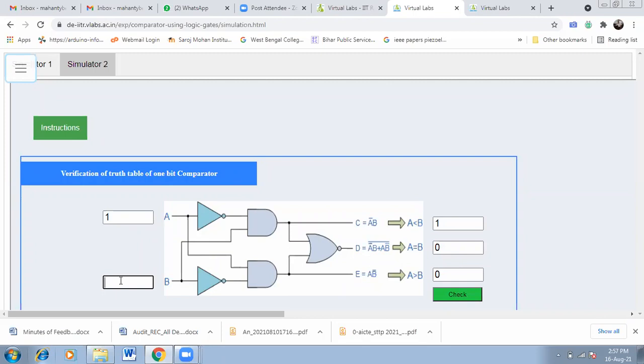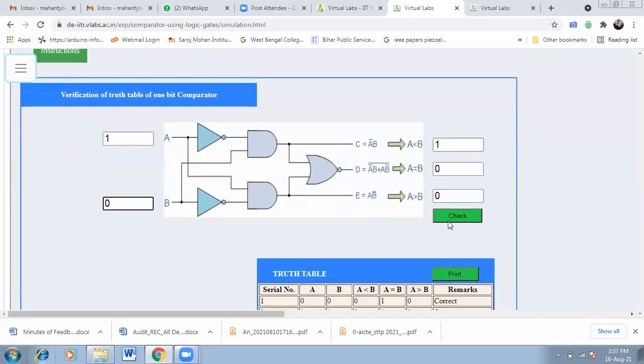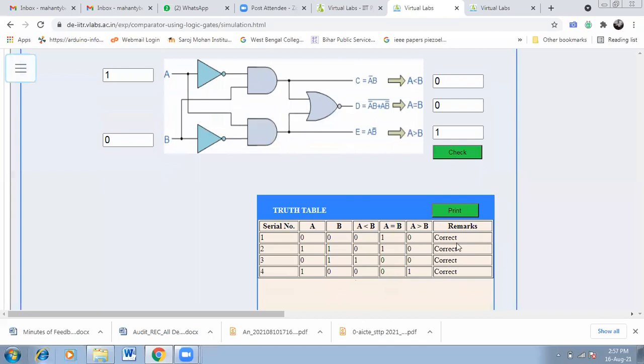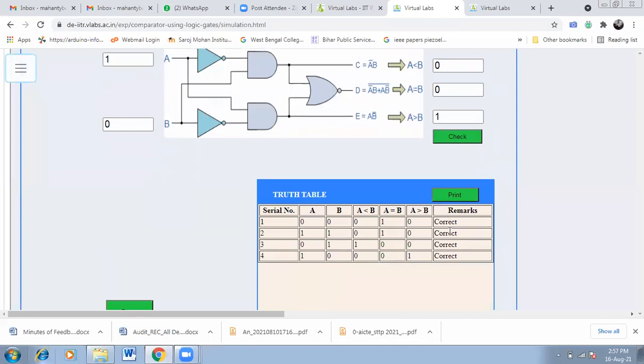Now the other case: this is 1 and B is 0. So A greater than B means this one should be 1, and in any other case it is 0. Now check it. In that way you can check. I am moving fast because we are already at the end of our syllabus. So this is all about your 1-bit comparator.